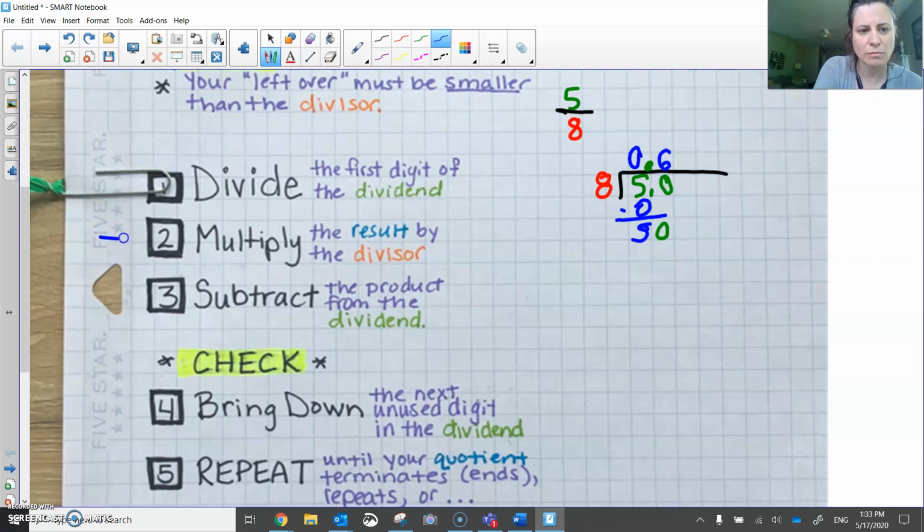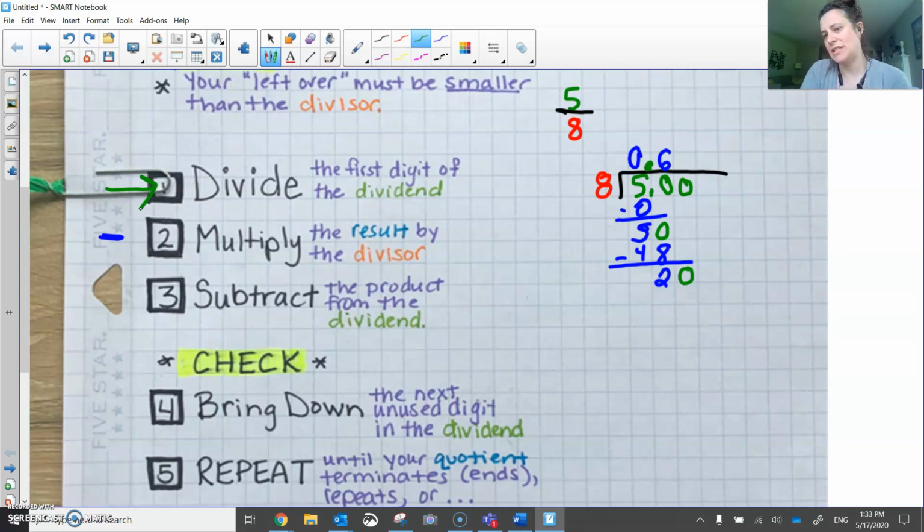Now we're going to multiply. 6 times 8 is 48. And now we're going to subtract those two numbers. 50 minus 48 is 2. We're going to check to make sure that that 2 is less than 8, and it is. And then, since we haven't terminated, since we haven't finished, we're going to bring down the next digit, and since there isn't one, I'm going to add it, and I'm going to bring it down. And now we're moving right back up to divide again. So 20 divided by 8.